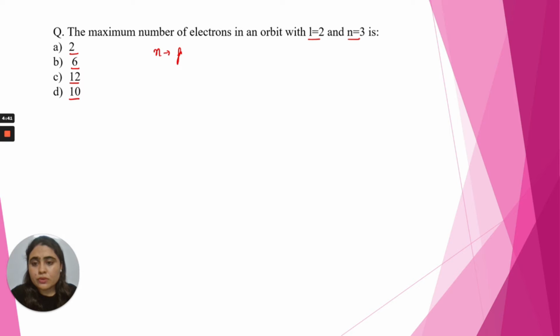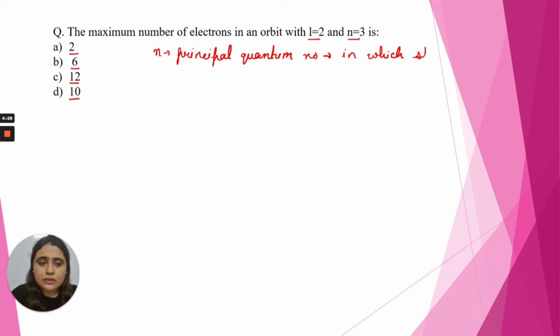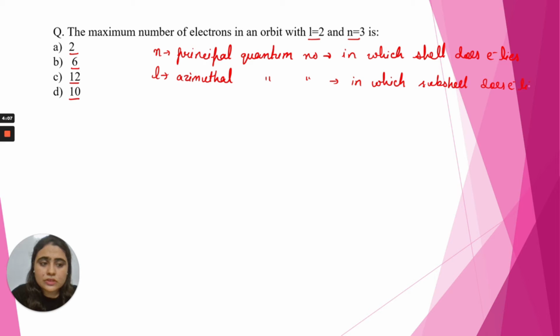N is the principal quantum number, and it tells us in which shell the electron lies. Next is L, the azimuthal quantum number. It tells us in which subshell the electron lies. It also tells us the number of subshells in a particular orbit.